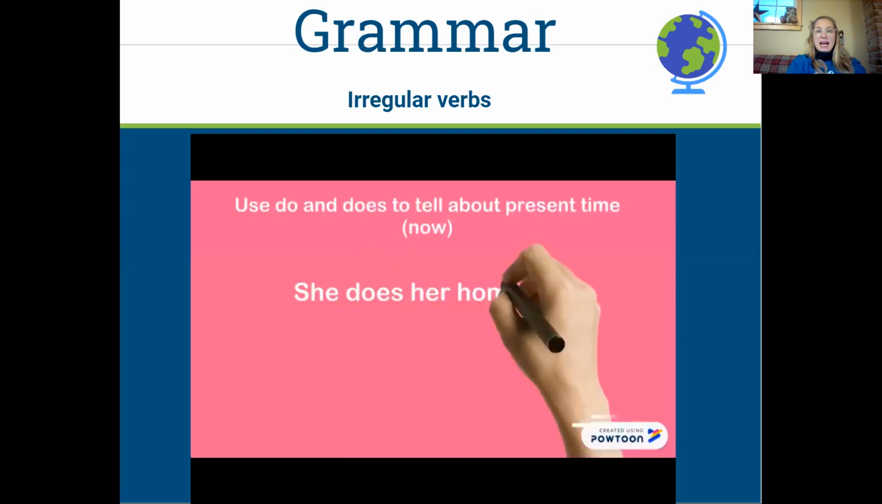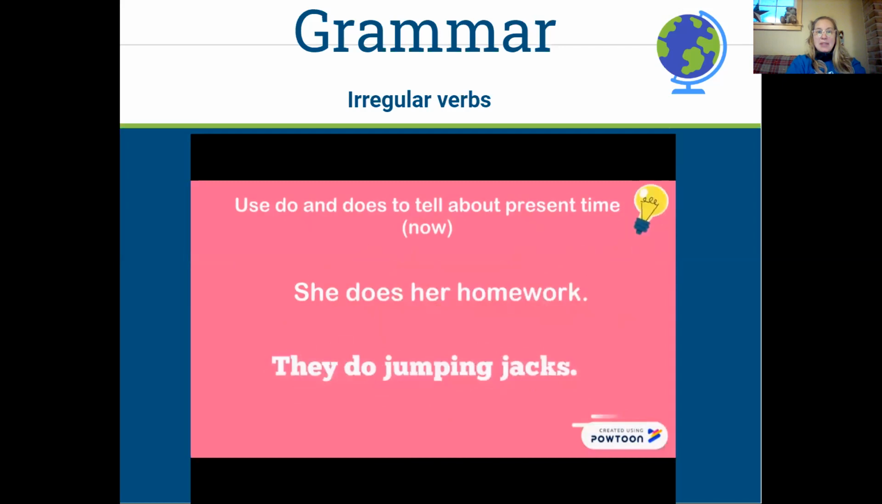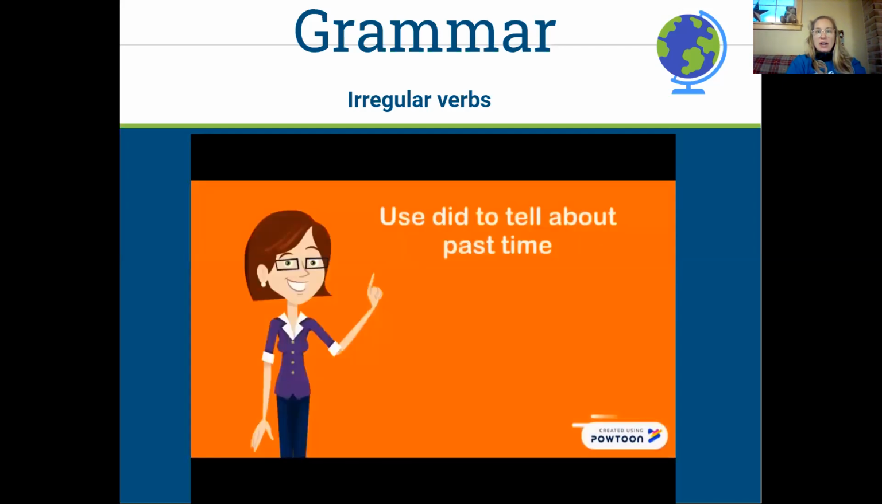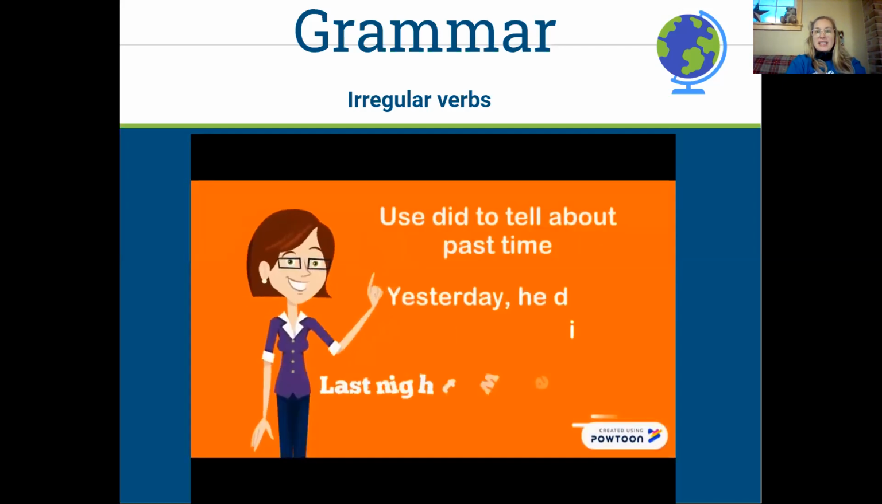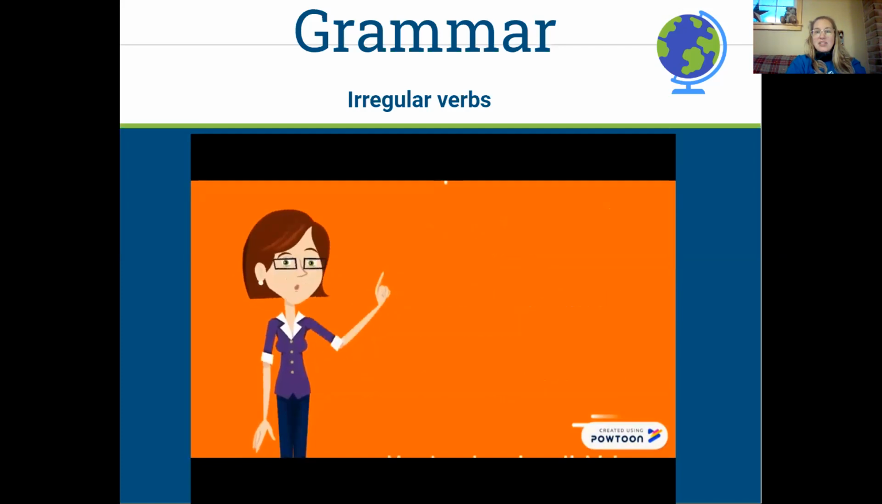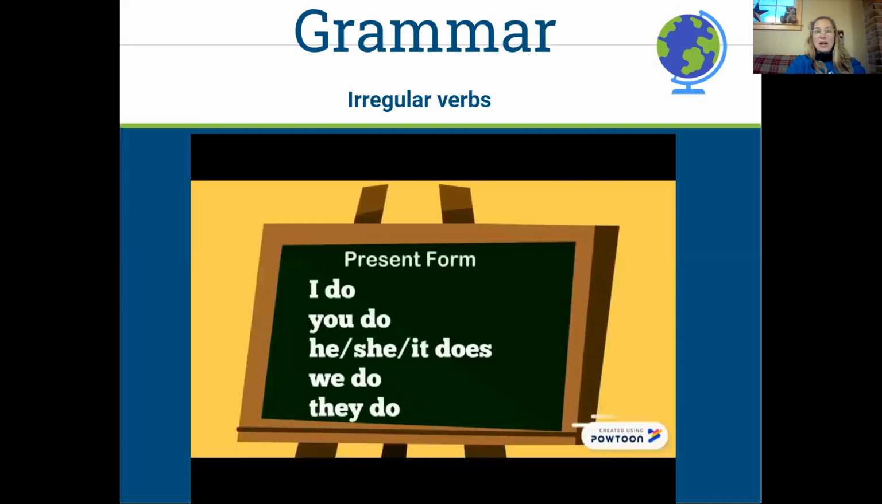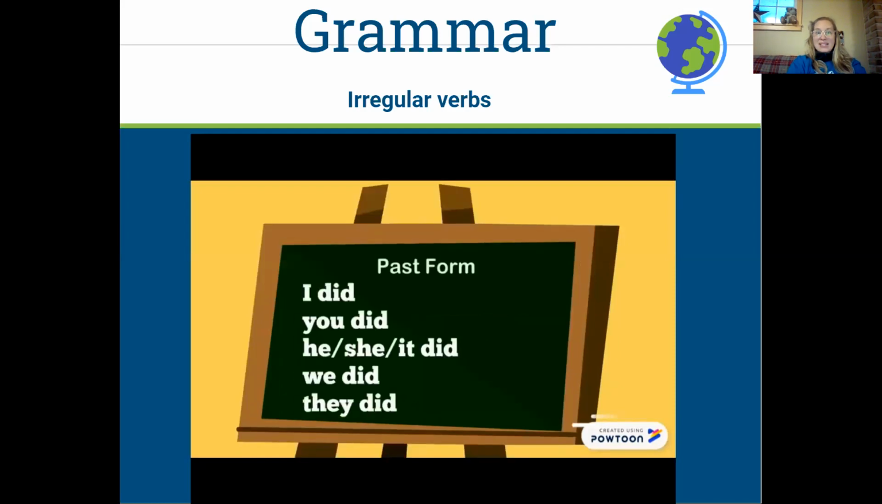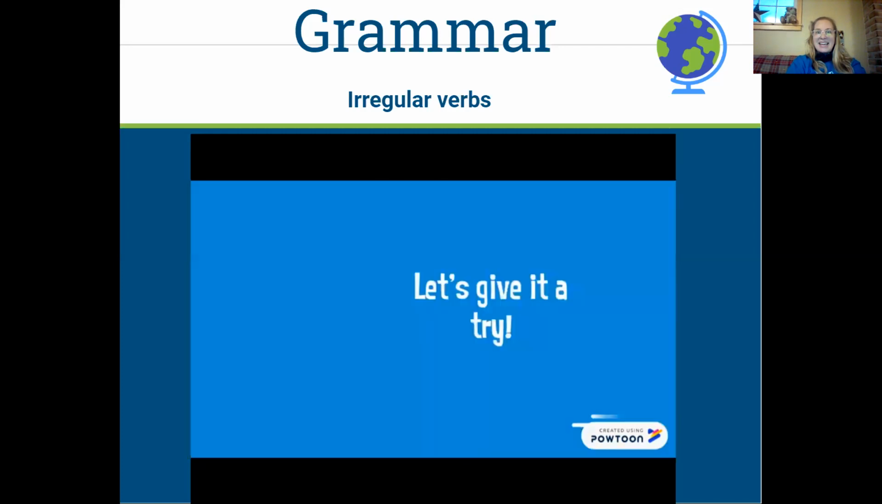Use do and does to tell about present time. She does her homework. Use did to tell about past time. Yesterday, he did his homework. Present form. I do, you do, he, she, it does, we do, they do. Past form. I did, you did, he, she, it did, we did, they did.